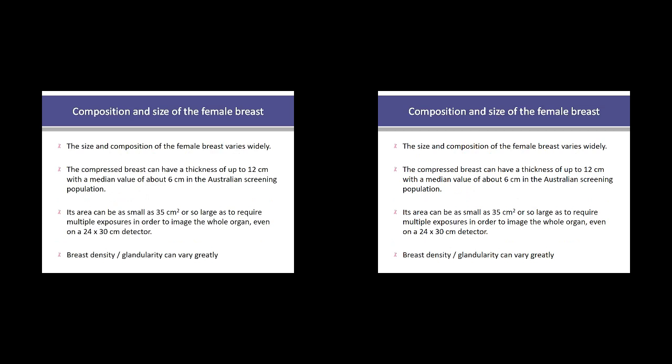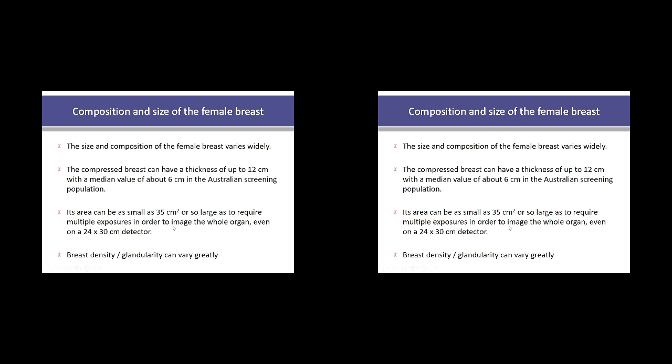Composition and size of the female breast will vary widely, and these are all factors that make mammography very challenging indeed. Compressed breasts can have a thickness of up to about 12 centimetres, with a median value of about 6 centimetres in the Australian screening population. I've been in Australia almost 10 years, and I've seen breast screening go digital in a number of states. We bought an equipment vendor from Scandinavia, and they had to modify their equipment for the Australian market because it could only accept breasts up to about 8 centimetres thickness. So there are certain areas within Australia and certain demographics of women where breast screening is just very, very challenging indeed.